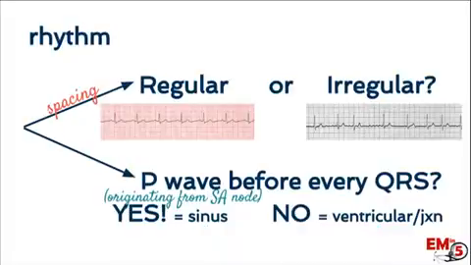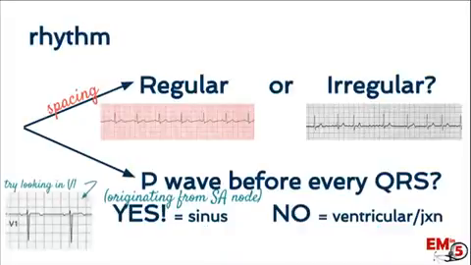So what if you have trouble actually finding the P wave? My suggestion would be try looking in V1, because the P waves here have this biphasic quality to them and can be a lot easier to find.